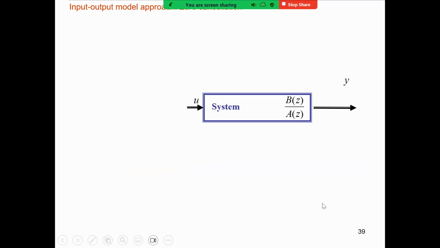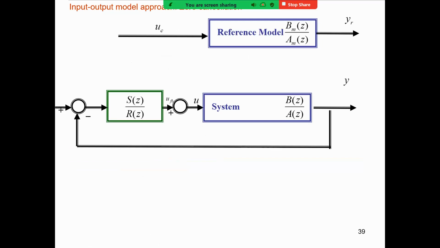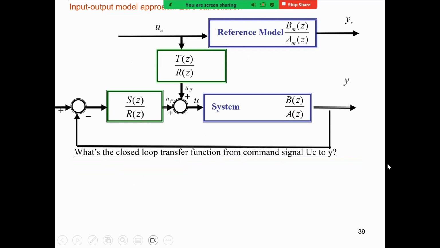Okay, and then last week we talked about the input-output model approach. For this one, we also need two controller designs, the feedback controller and the feed-forward controller. Now, what's the closed loop transfer function from the command signal to the output? We derived that from the formula we have for the basic configuration. The closed loop transfer function is the feedforward transfer function over 1 plus the open loop. From that formula, we first get the transfer function from the feedforward control signal to the output, and then you multiply those two. That is the open loop transfer function. Use that formula, and you get this one.